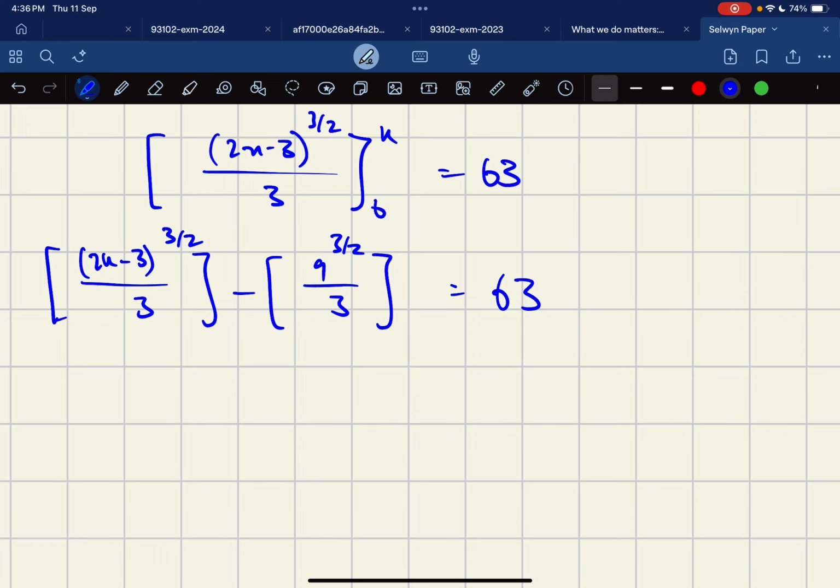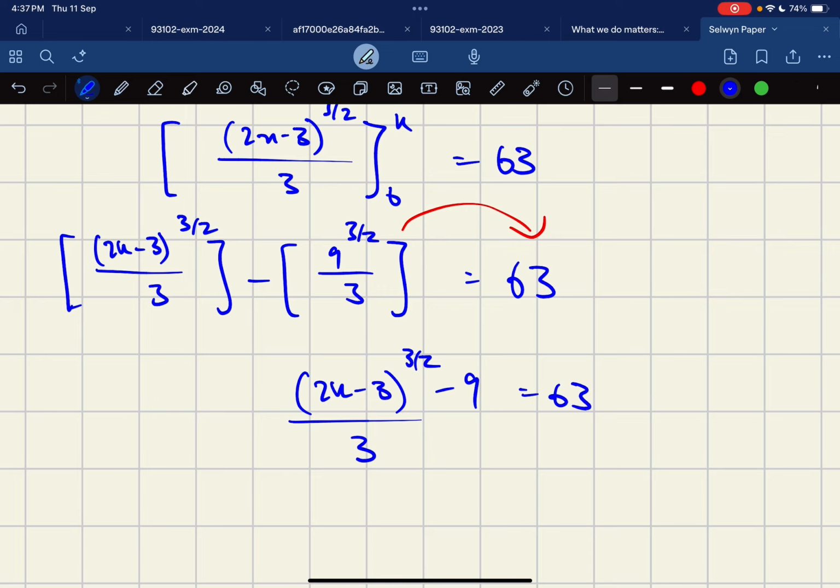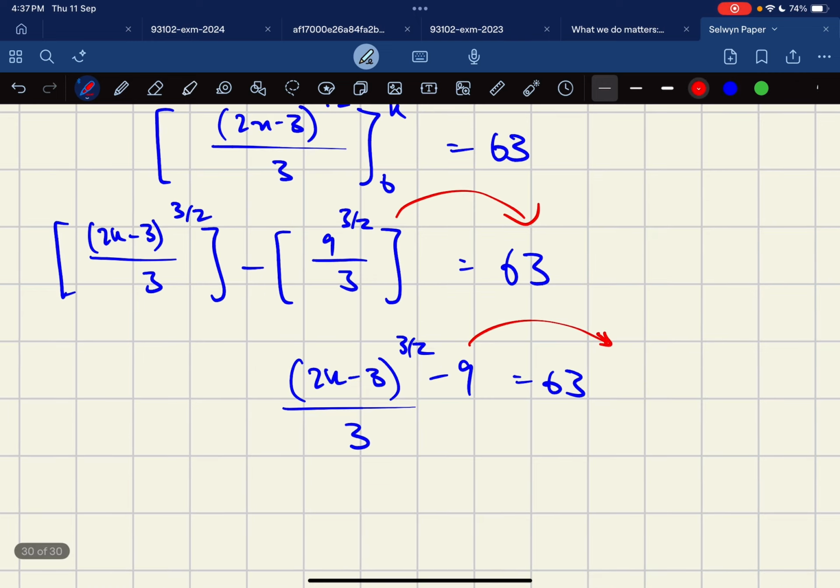Equals 9. So this part is equal to 9. So because it's just equal to 9, so it's minus 9. You can bring the minus 9 to the other side to be plus 9. So 63 plus 9 is 72. So now you have here 2k minus 3 to the power of 3/2, minus 9, over 3 is equal to 63. You can bring the 9 to the other side to be plus 9. And then after you do that, you can multiply both sides by 3 to get rid of the 3 over here.